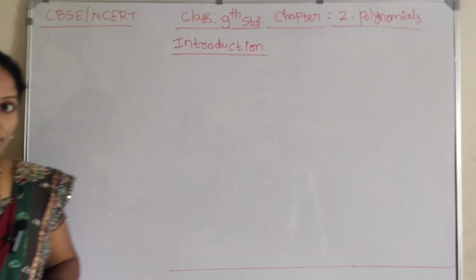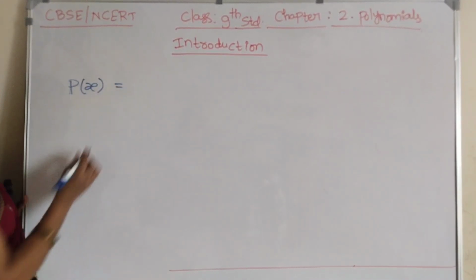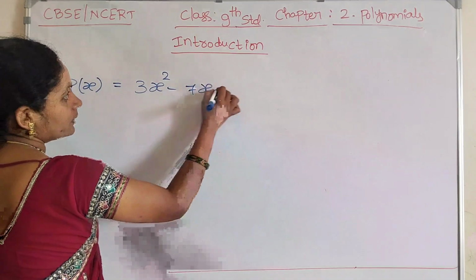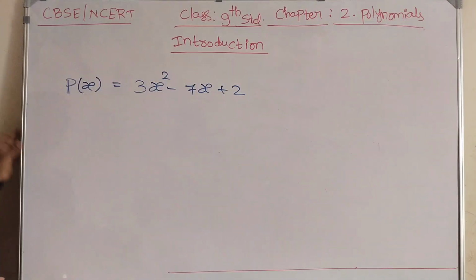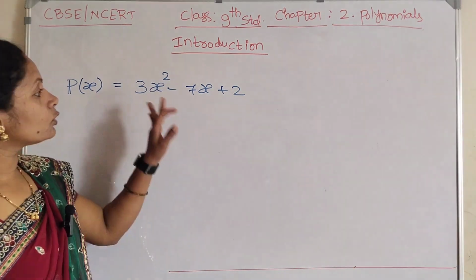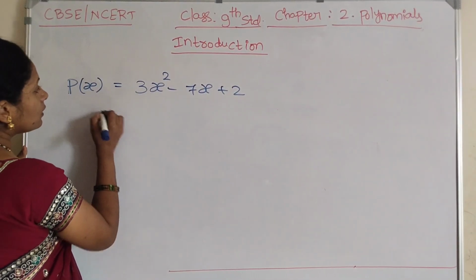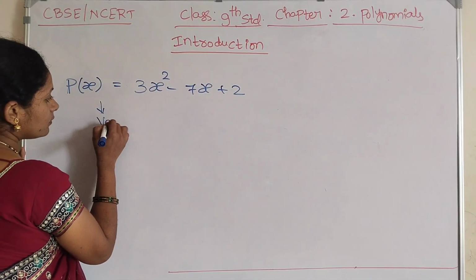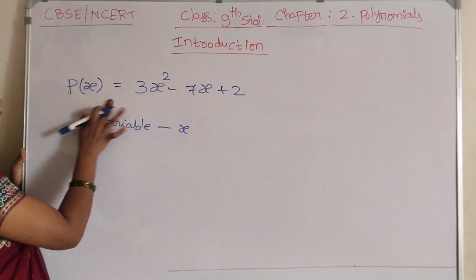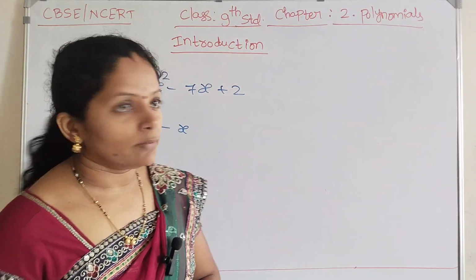Let us take a polynomial p of x equals 3x square minus 7x plus 2. Here, let us discuss what the variables, constants and coefficients are. Here, we can say that x is a variable. Now the question comes, why is this called the variable?